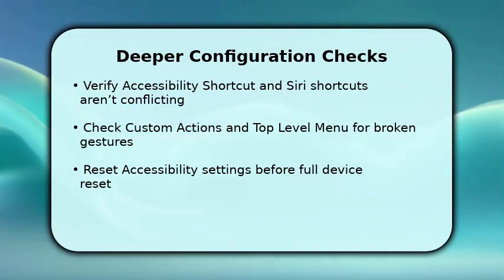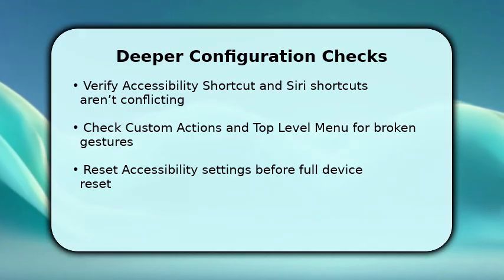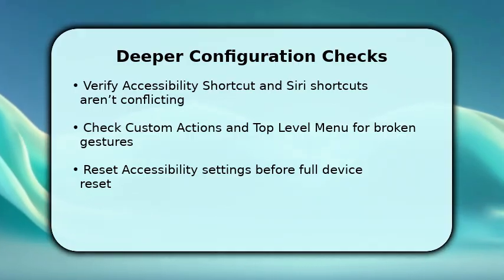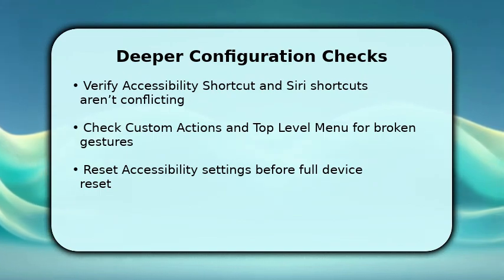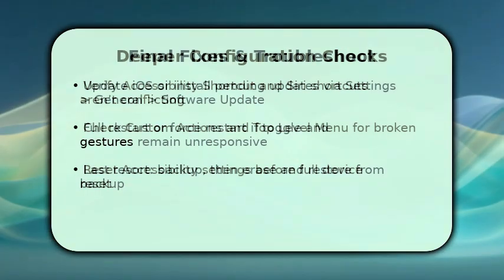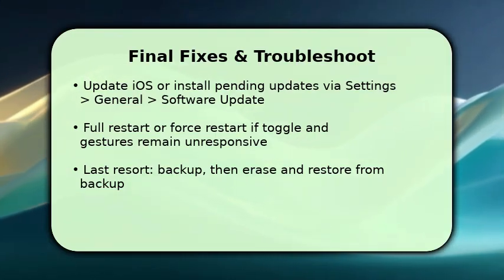If gestures still misbehave, reset accessibility settings only, which clears custom configurations without deleting personal data. Make sure to back up any custom gestures you want to recreate. This eliminates configuration-level causes. Finally, update iOS because system updates often fix accessibility bugs.